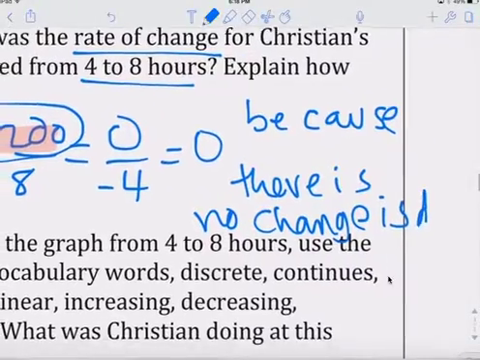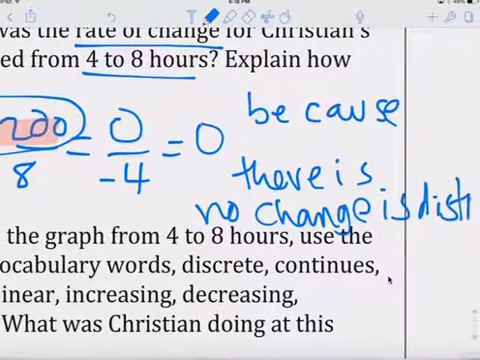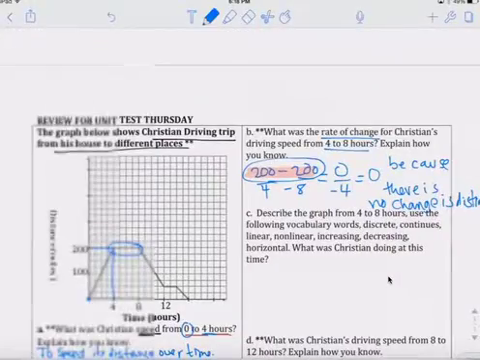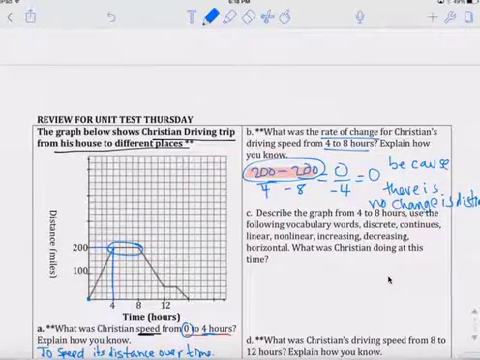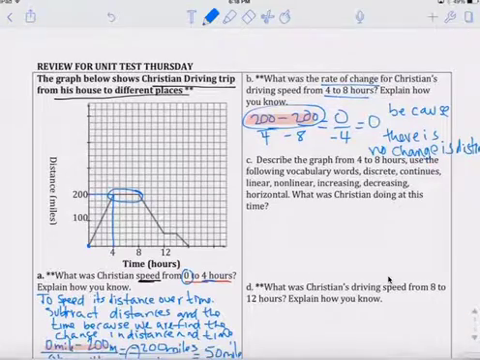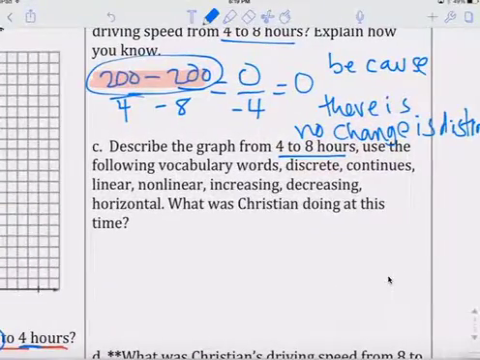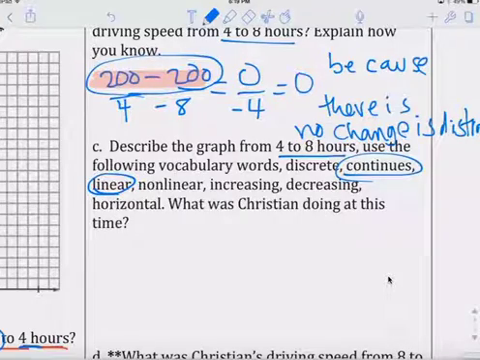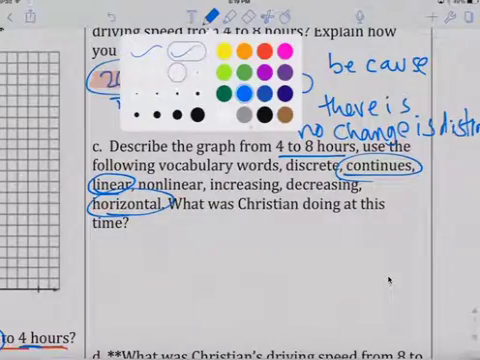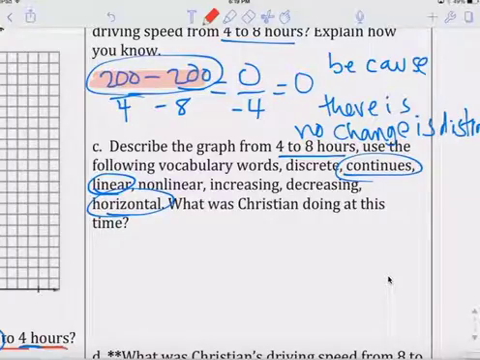He didn't drive anywhere. It won't fit on mine, I wrote too big. Describe the graph from 4 to 8 hours. Is the graph either discrete or continuous? It is continuous. It is linear because it's a line. It is horizontal. You can put those 3 words in a complete sentence. What was Christian doing?